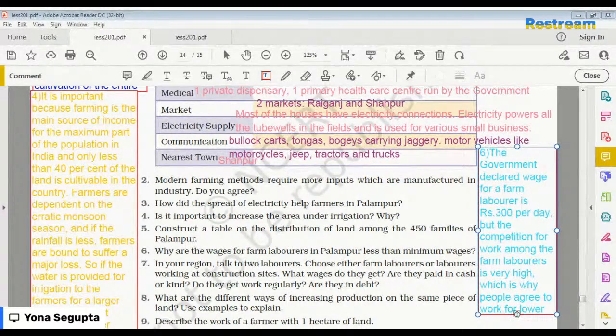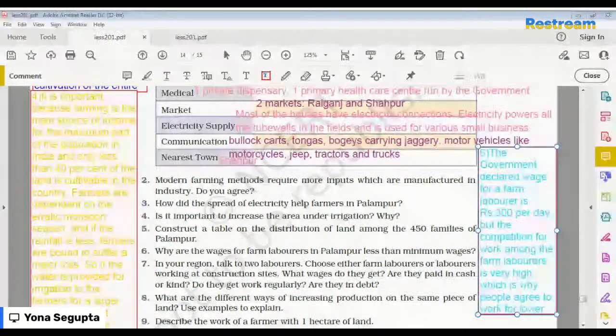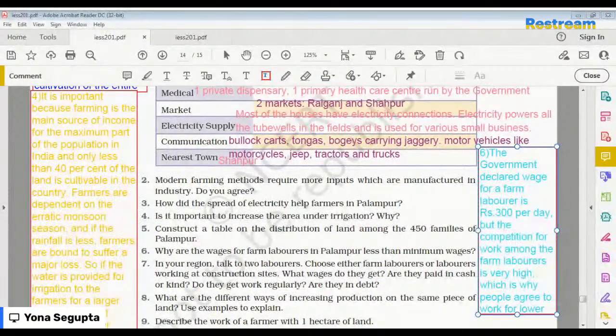Number 7, the question is, in your region, wherever you live in the country, talk to two laborers. Choose either farm laborers or laborers working at construction sites. What wages do they get? Are they paid in cash or kind? Do they get work regularly? Are they in debt? Okay. Now this question you must do and tell. I can't do anything about this.